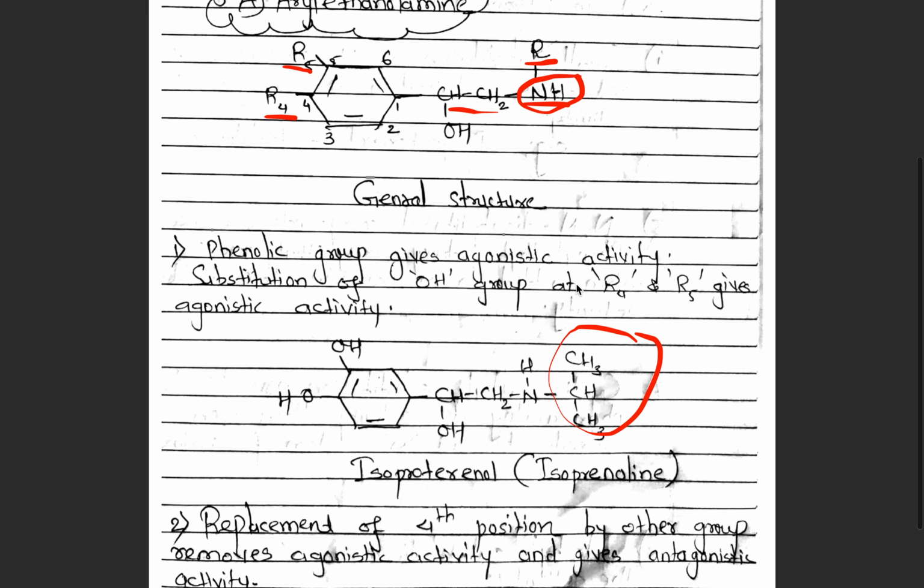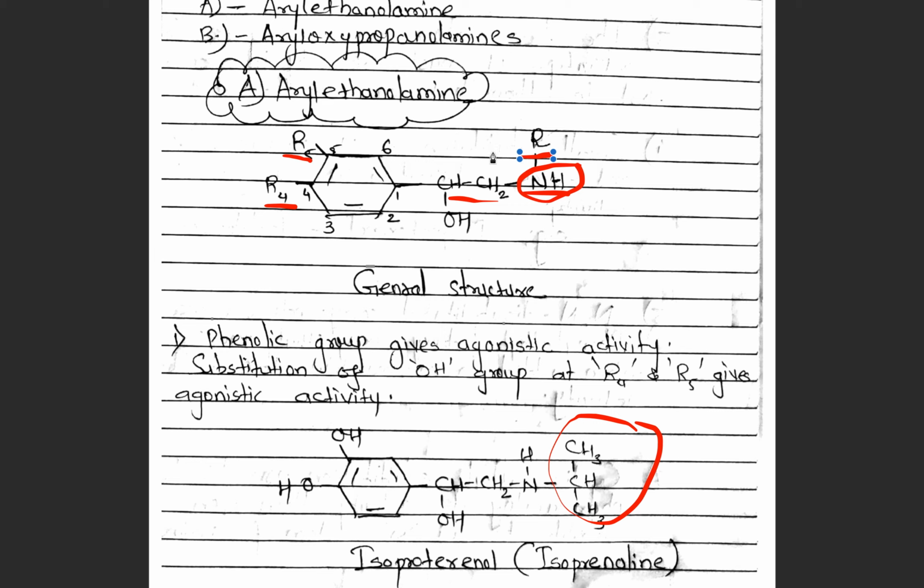Then if we are discussing the substitution at R, and it is a cyclic structure compared with the aliphatic chain, the cyclic structure gives you a better pharmacological activity than the alkyl chain. Moving to the next point, methyl substitution at the alpha carbon decreases the activity.